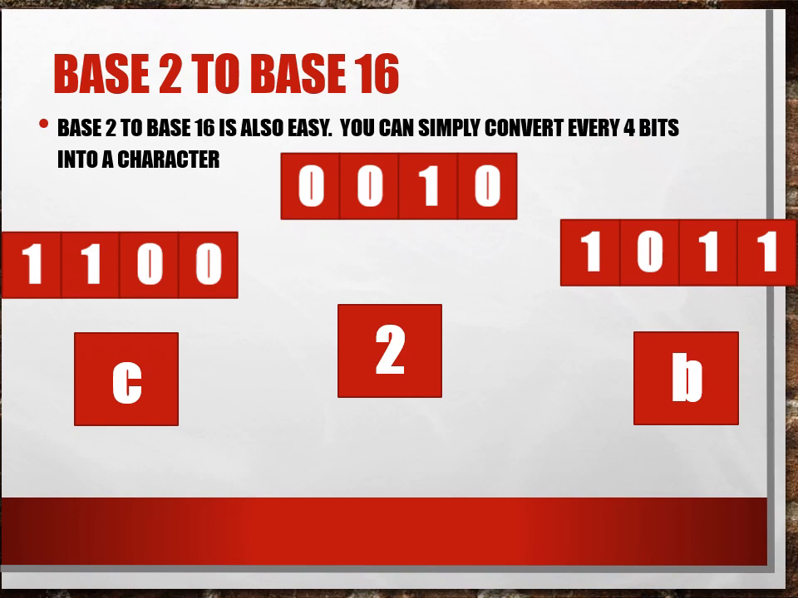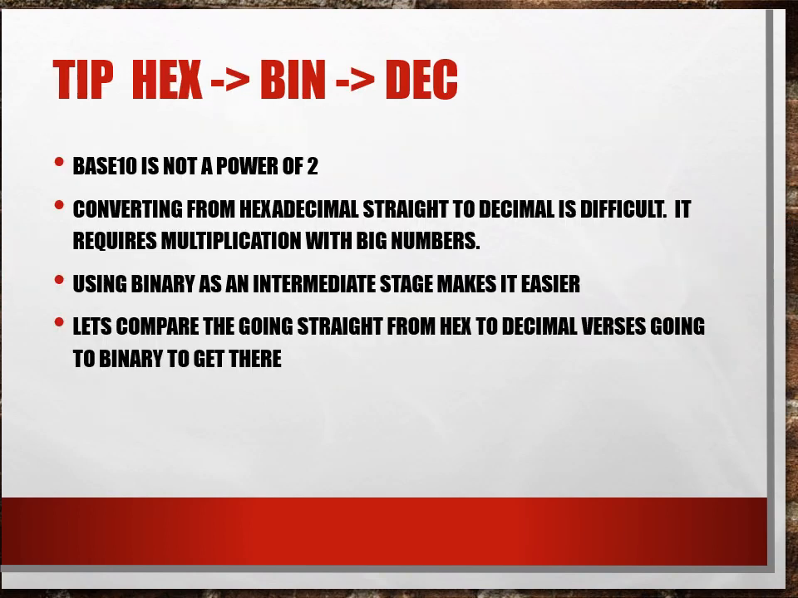Now, if this was octal, then I would break it down into 3 bits, because for base 8, I need 3 bits in order to store a number between 0 and 8 for the octal digits. But what about hexadecimal to decimal, or binary to decimal? Since base 10 is not a power of 2, you cannot easily convert between these things. There's no simple trick to do this.